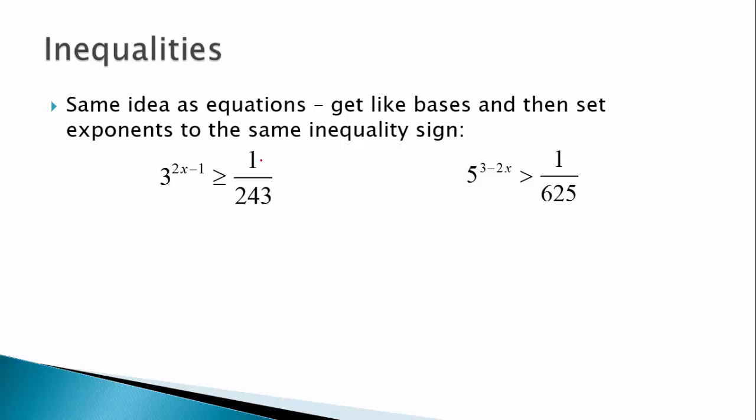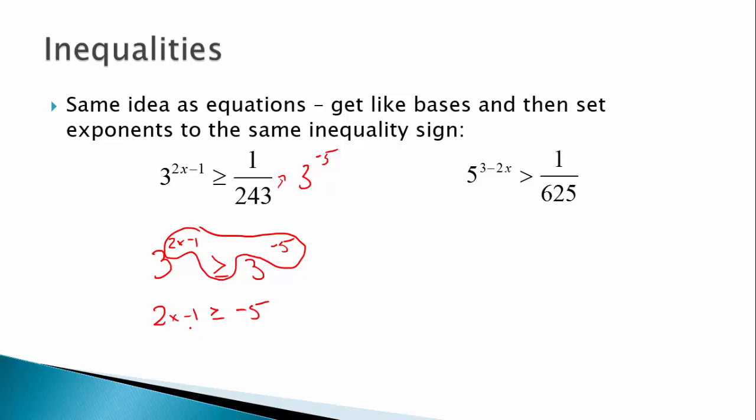3 to the 2x minus 1 is greater than or equal to 1 over 243. Okay, so I've got to have my base be a number that is greater than 0 and not equal to 1. So 1 over 243, that's 3 to the negative 5th. So all I do is I rewrite this problem as 3 to the 2x minus 1 is greater than or equal to 3 to the negative 5th. And again, the 3's become irrelevant. Now all I do is I write the inequality 2x minus 1 is greater than or equal to negative 5, and I solve for x. 2x is greater than or equal to negative 4, so x is greater than or equal to negative 2.